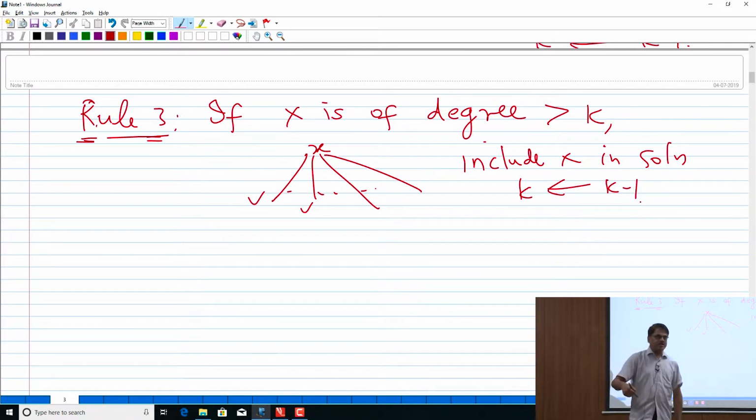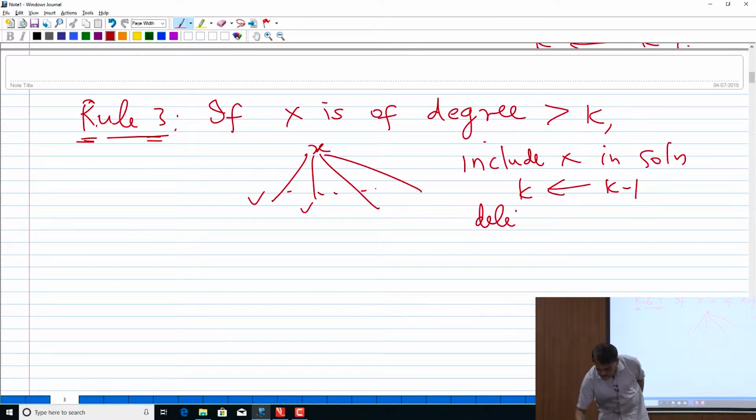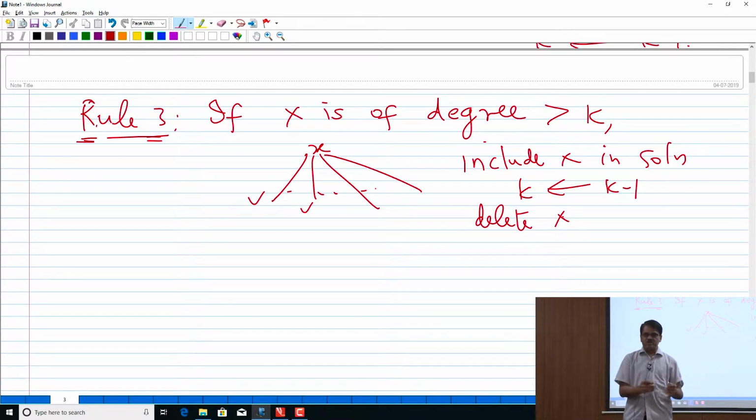Now you can keep applying these rules again and again. After we delete x, there may be some isolated vertices which you can delete, and some degree one vertices which you can process. So after you come here, just go back and apply again and again. Every time you are deleting something, so you won't do this forever, at most n steps, because if you don't make any progress, you stop at that point. So you keep applying these rules. We have these three rules now: isolated vertices, degree one, and degree more than k.